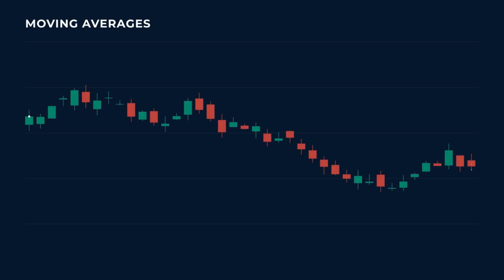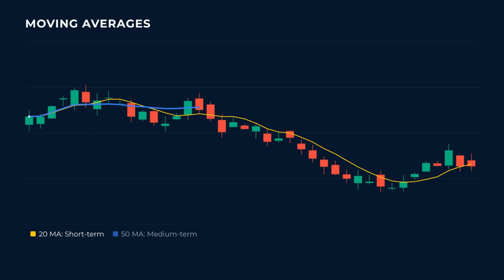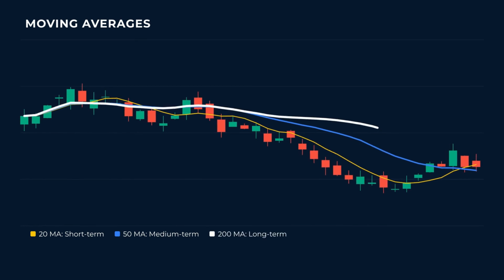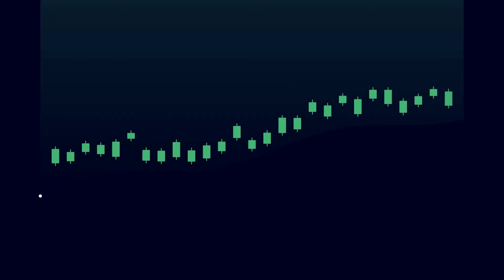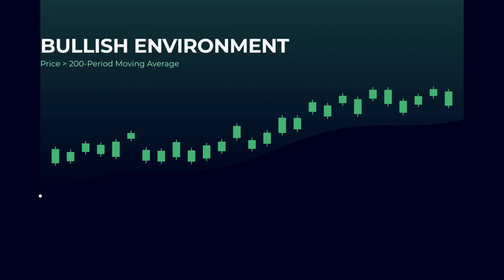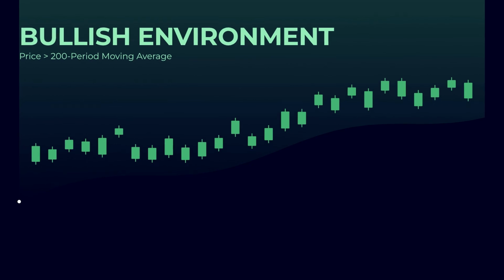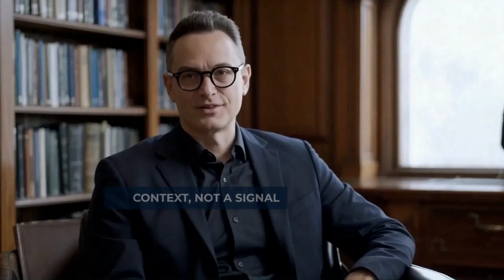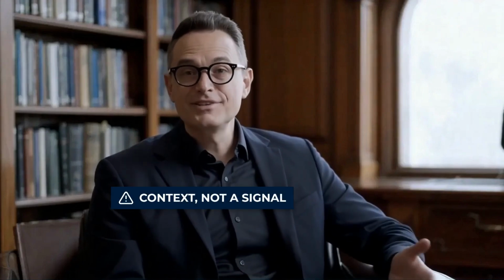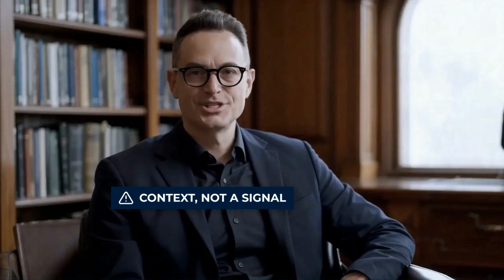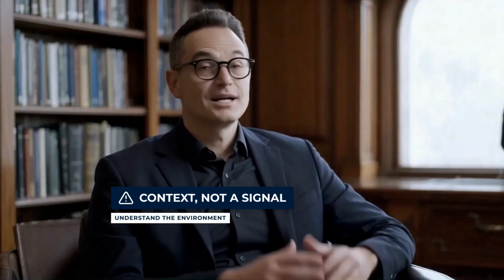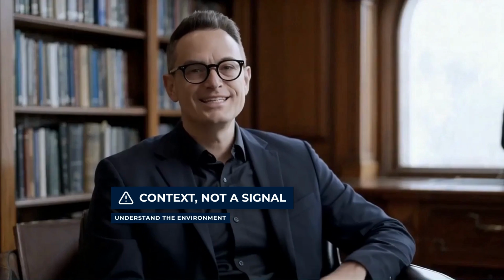Now, let's talk about common settings. The 20 moving average is for short-term trend and pullbacks. The 50 is for medium term, and the 200 is used to understand the long-term trend. Many traders use the 200 moving average as a major trend filter. If price is above the 200 moving average, the market is often considered bullish. If price is below it, the market is often considered bearish. But be careful. This does not mean you should buy every time price is above the 200 moving average. It only gives you context. Context means it helps you understand the environment.